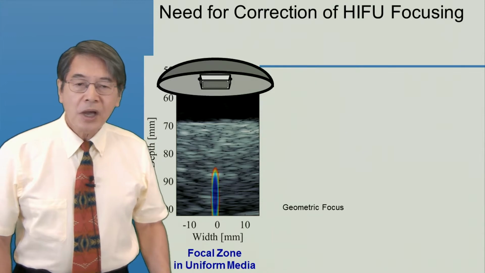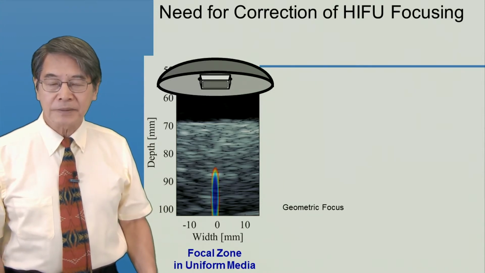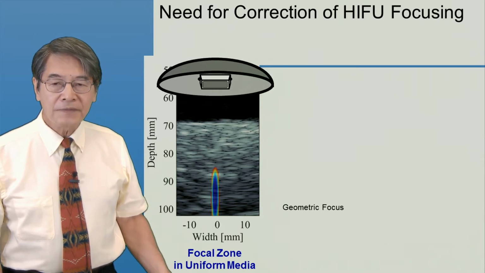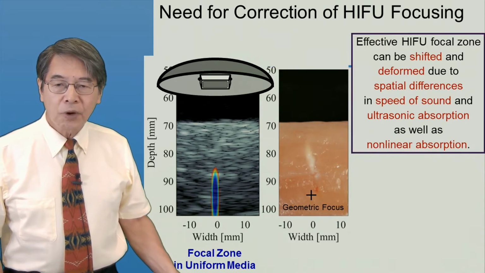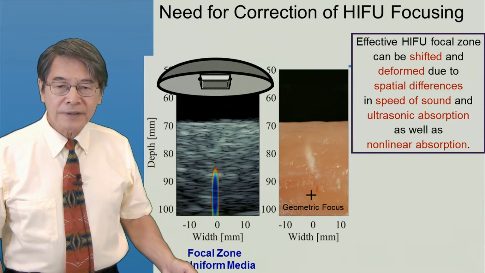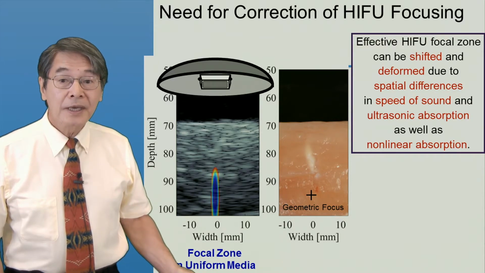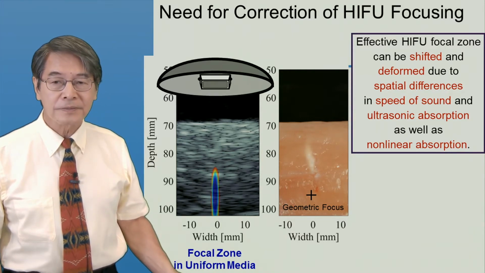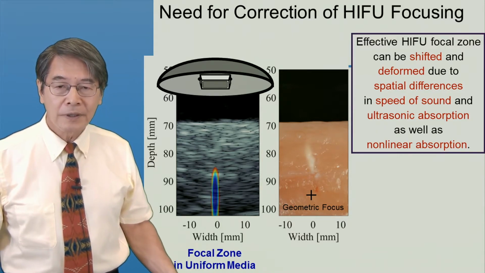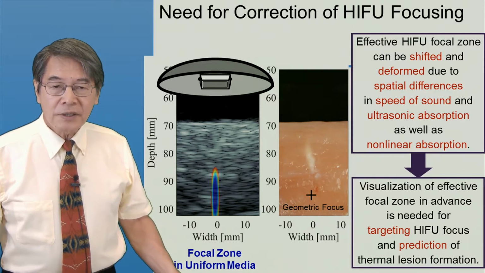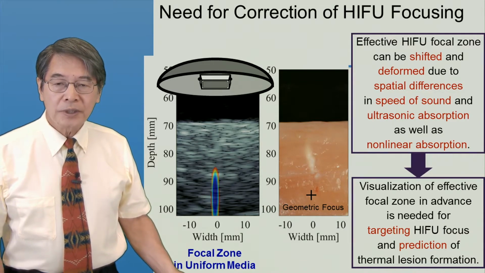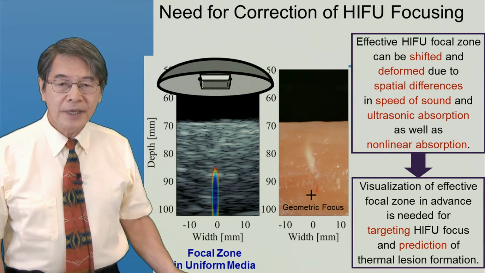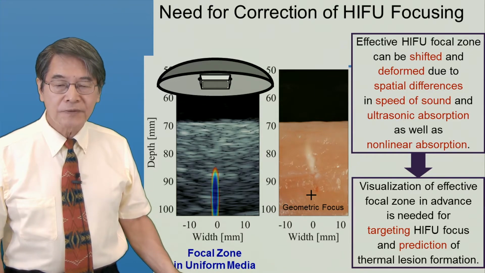Another application of high-speed ultrasonic imaging. An effective HIFU focal zone can be shifted and deformed due to the spatial differences in speed of sound and ultrasonic absorption, as well as nonlinear absorption. Therefore, visualization of the effective focal zone in advance is needed for targeting HIFU and prediction of thermal lesion formation.